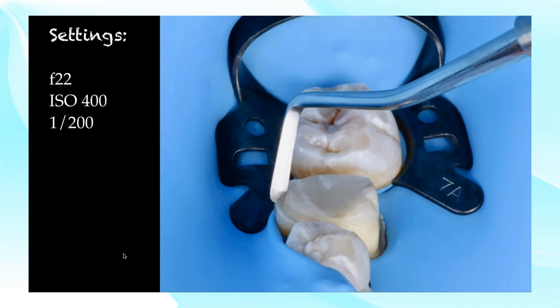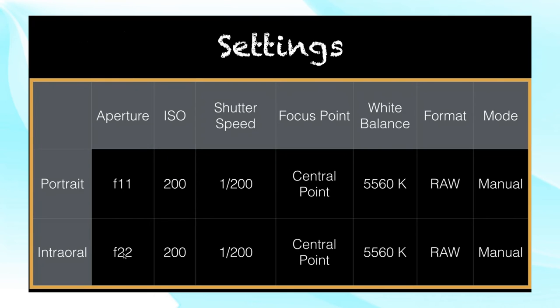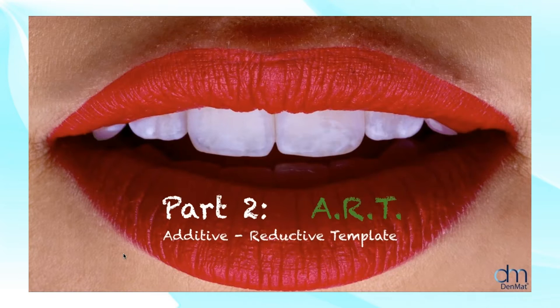So she went ahead and increased the ISO to 400. By doubling the ISO, the sensitivity of the sensor to light, we were able to get a high quality photograph. Again, I'll leave you with the last page of the settings, but right now let's go on to part two, which is the additive reductive template technique.